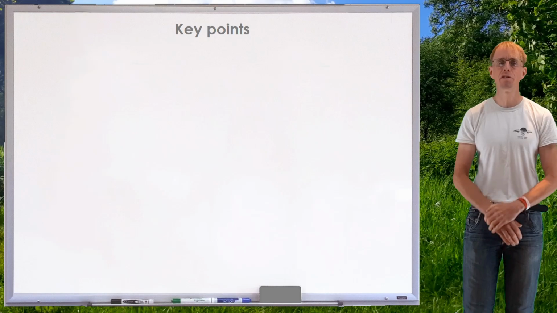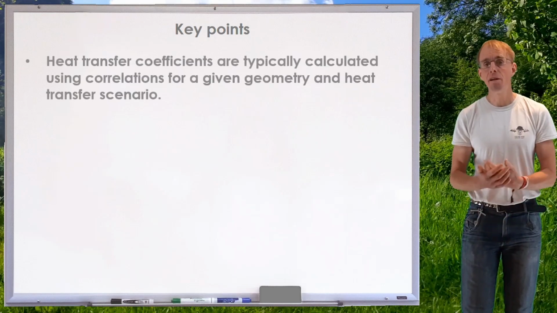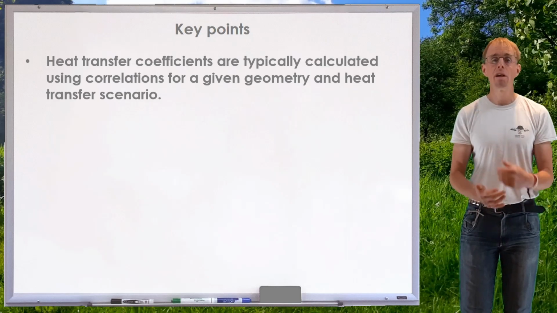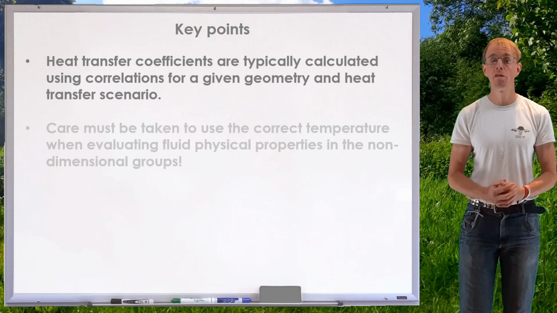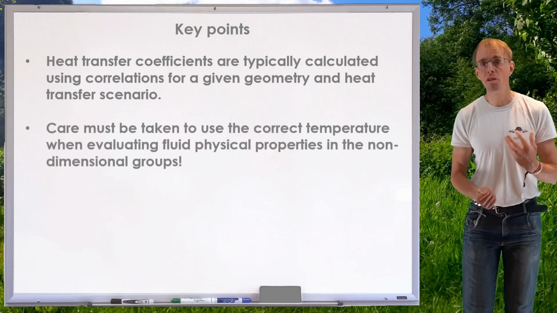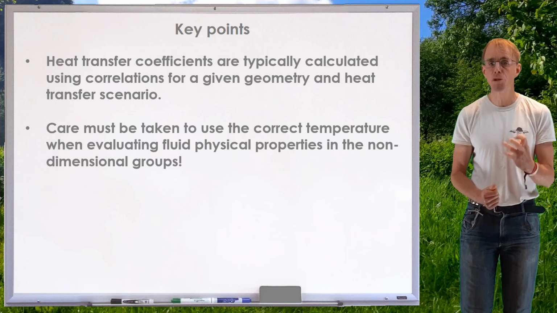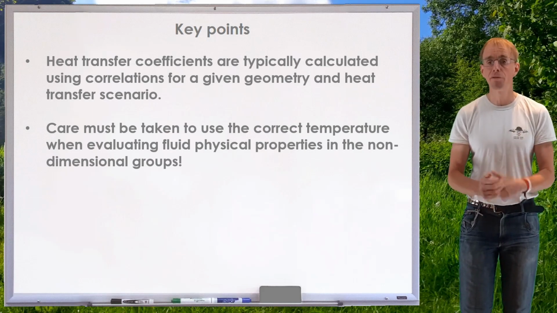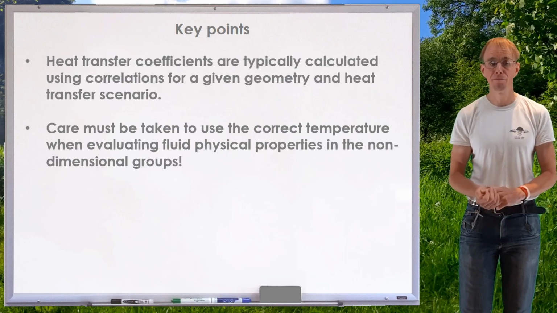All right, let's summarize a few key points. We've looked at how to obtain numerical values for heat transfer coefficients, and it's by correlation. And the correlations depend on a given geometry and also a given heat transfer scenario. We've seen when we've discussed these correlations that you must be careful to use the correct temperature to evaluate the thermal properties of the fluid. Is it the far field temperature? Is it the film temperature? Or is it the surface temperature?